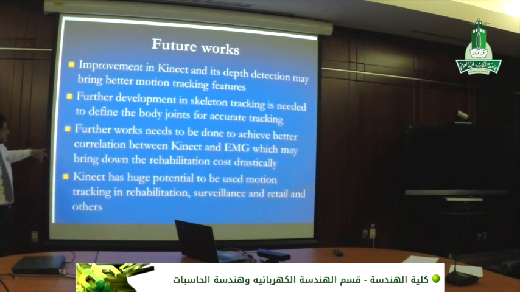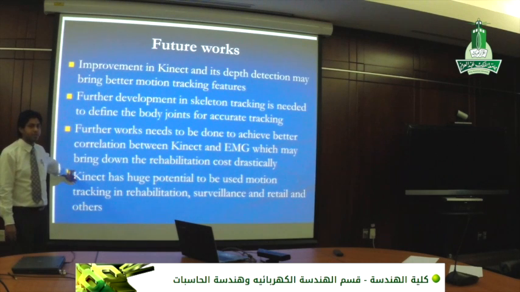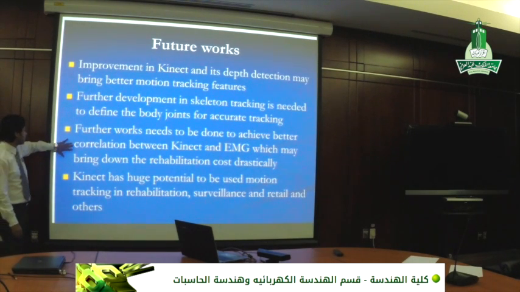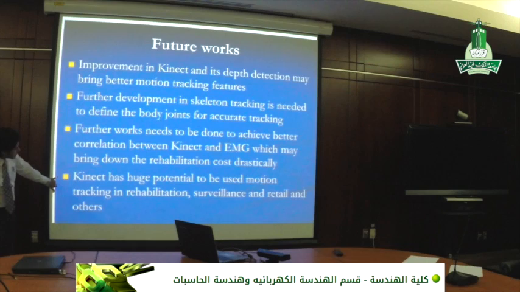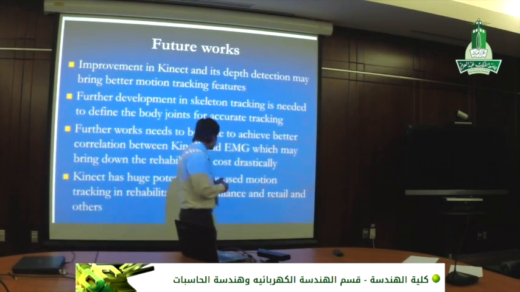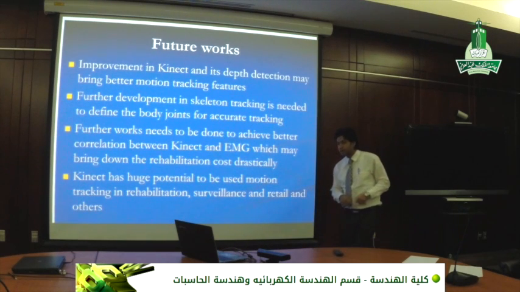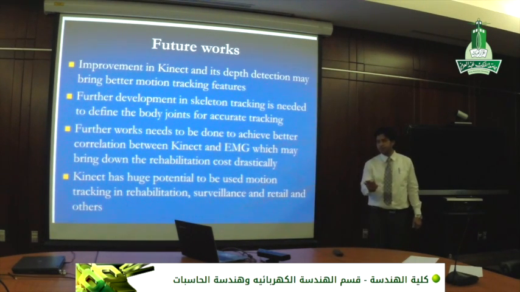Further work needs to be done to achieve better correlation between Kinect and EMG, which may bring down the rehabilitation cost drastically. This is a very key feature that would be interesting if we or somebody else could work on. Kinect has huge potential to be used for motion tracking in rehabilitation, surveillance, retail, and other fields.